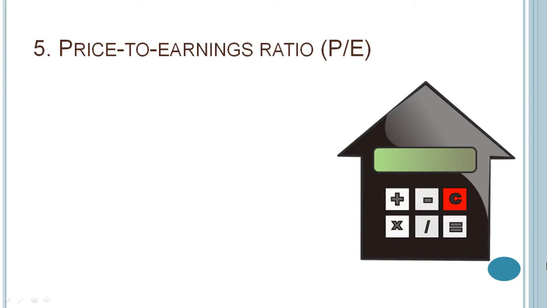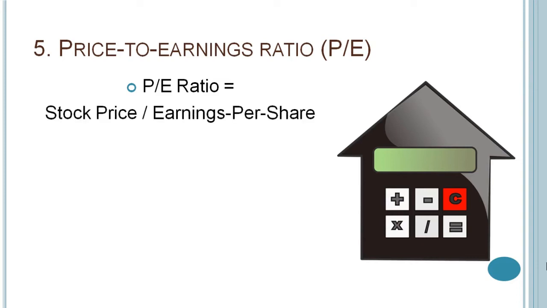Now, the final ratio that we'll go over is the price to earnings ratio, also known as the PE ratio. Valuation is always important when buying stocks. After all, we want to get a good deal for our money. The price to earnings ratio is one of the most widely used valuation metrics. It's calculated as the stock price divided by earnings per share.